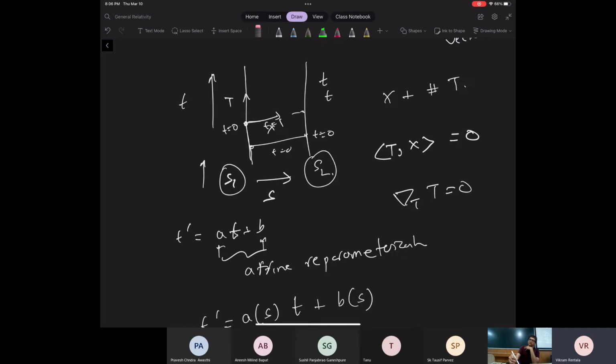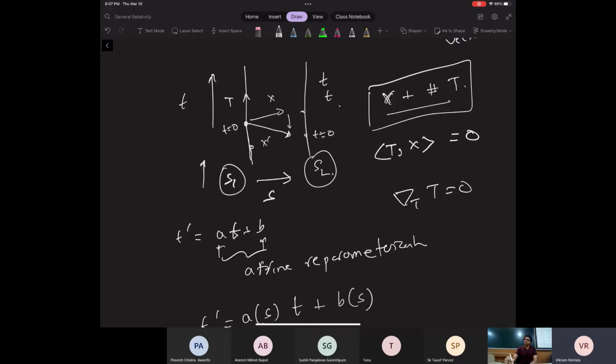Okay, so what this does now is it makes the deviation vector sort of like this, rather than this way. So it changes the deviation vector. Instead of the old x being like this, the new x, which is x prime, is the old x plus something along the t direction. So this is my reparameterization.